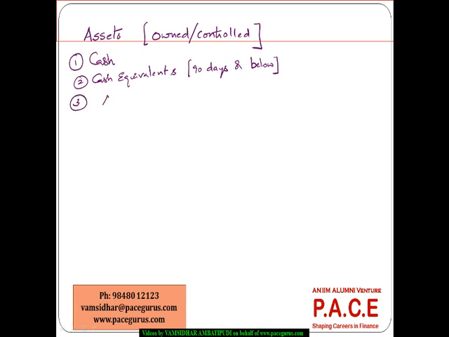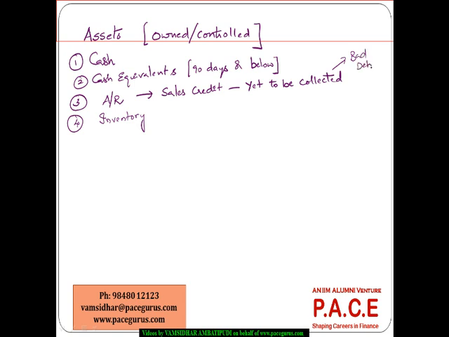Then we talk about accounts receivable. This is one more account, as we just now discussed: sales on credit and the amount yet to be collected. That is considered as the accounts receivable account. That is also an asset for the company. Then we can also look at inventory. Accounts receivable can have a contra account, as we just now discussed. A bad debt expense could be a contra account for accounts receivable.